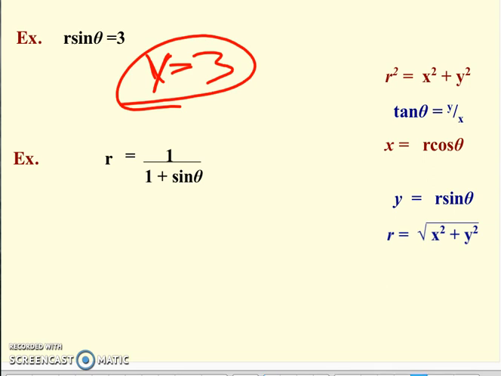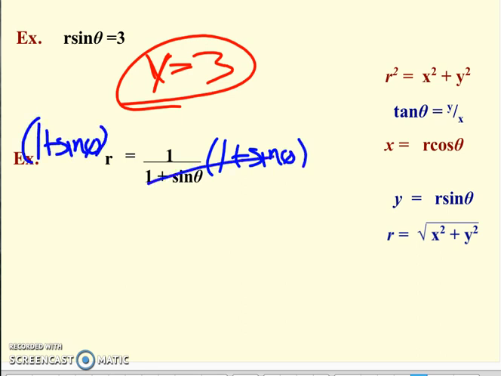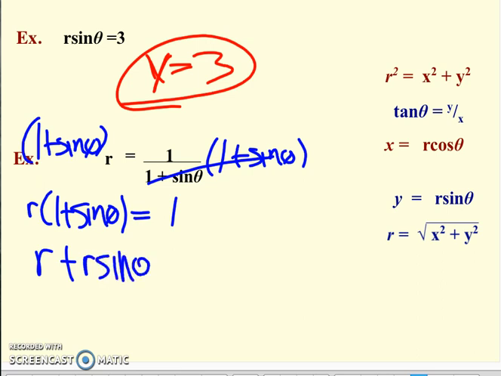What I'm seeing is something equals a fraction, and my typical algebra response to that is, let's get rid of the fractions. So let's multiply both sides by the denominator. Then I'm going to go ahead and distribute that r in. So I've got r plus r sine theta. And then at this point, I can start to see a few things showing up.